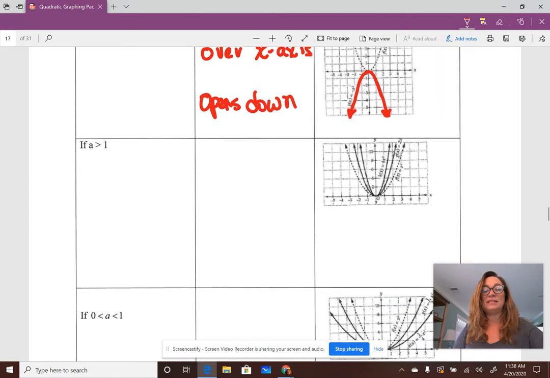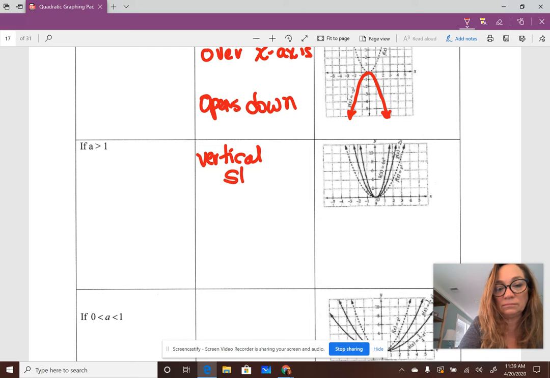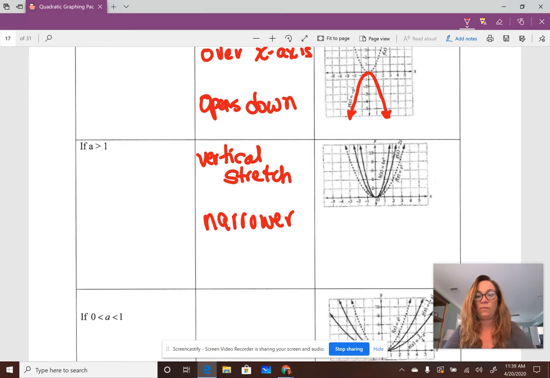Okay. What happens if A is greater than 1? Well, we're comparing it to when A is 1. So when A is 1, it has a certain width to it. If A is greater than 1, it gets narrower. That's called a vertical stretch. It gets narrower. Okay, so as compared to a 1, a 2 would be narrower or closer towards the y-axis.